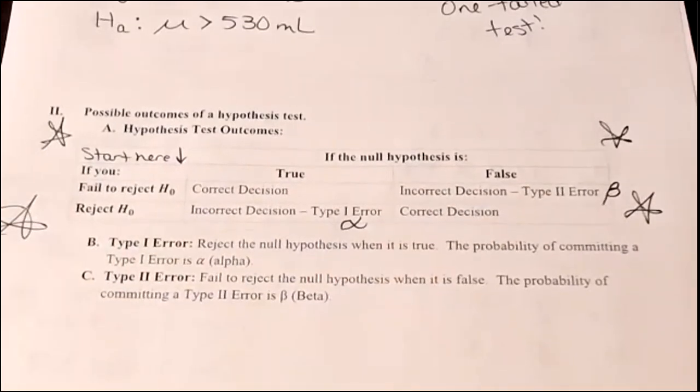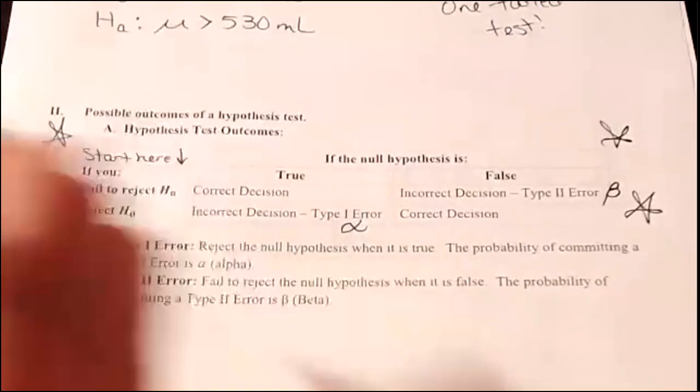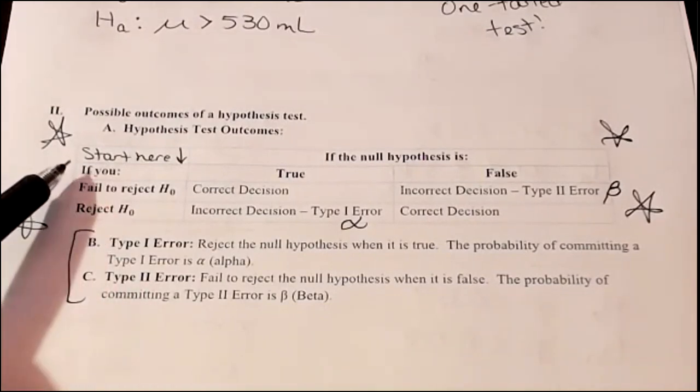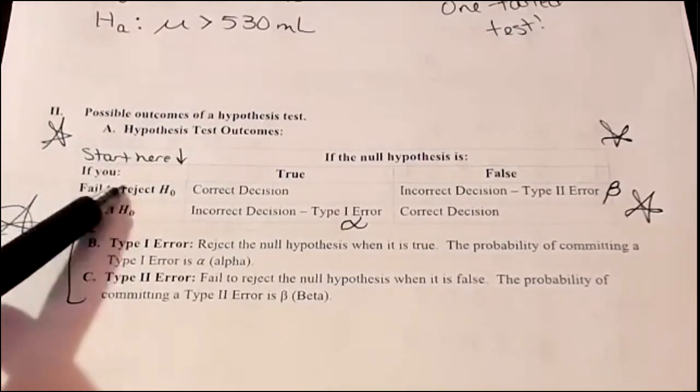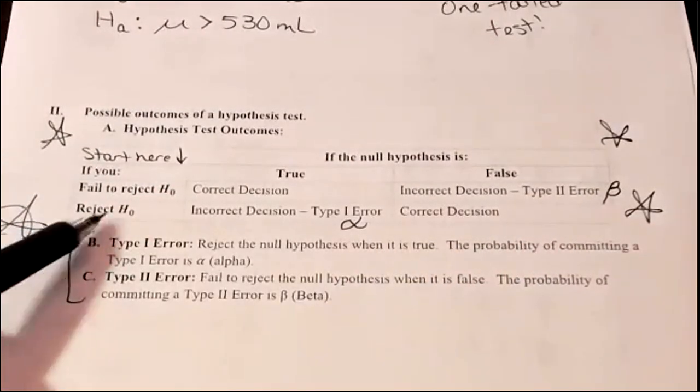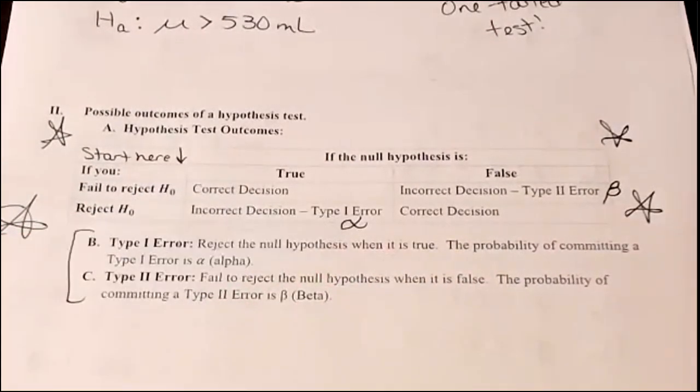Keep that in mind. I write it out here below for you, just so that you have it described in a different language. But I think it may be beneficial to you to literally write out, if you fail to reject the null, you could have made a type 2 error. If you rejected the null, you could have made a type 1 error. Okay, keep that in mind. You're going to need that information for future problems.